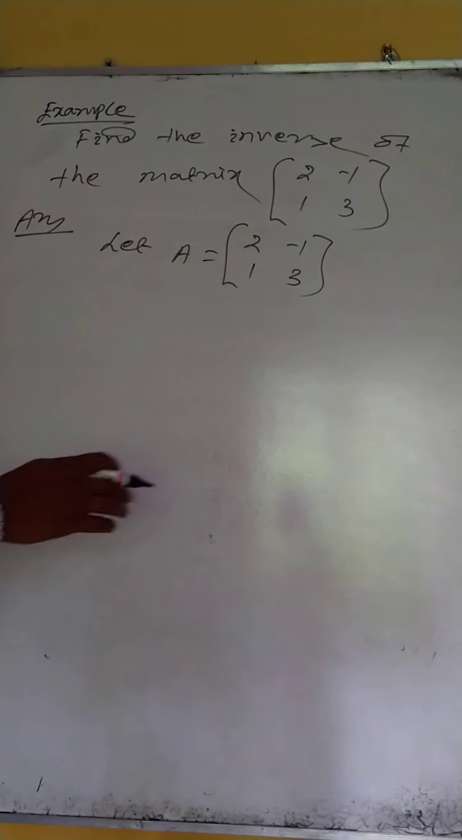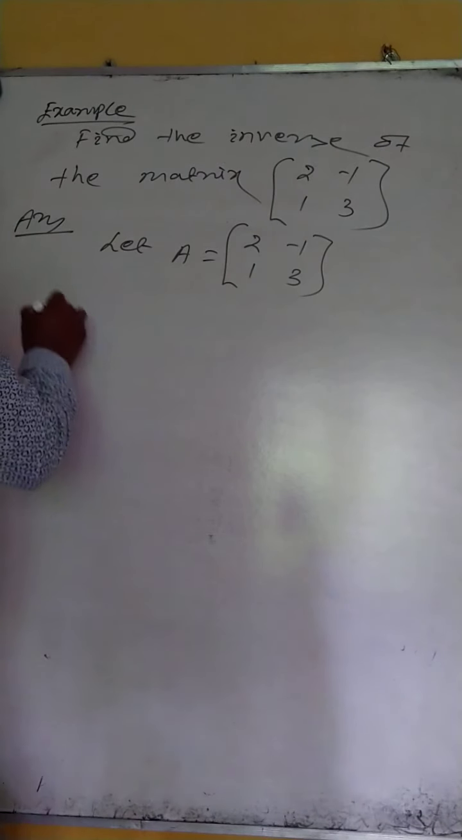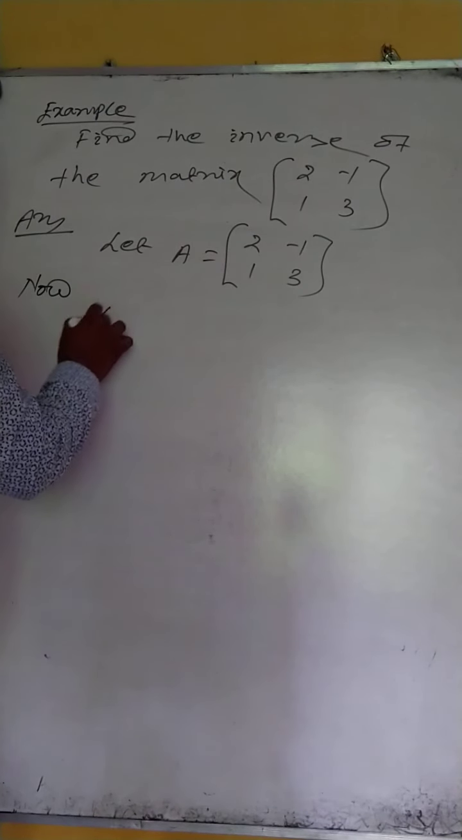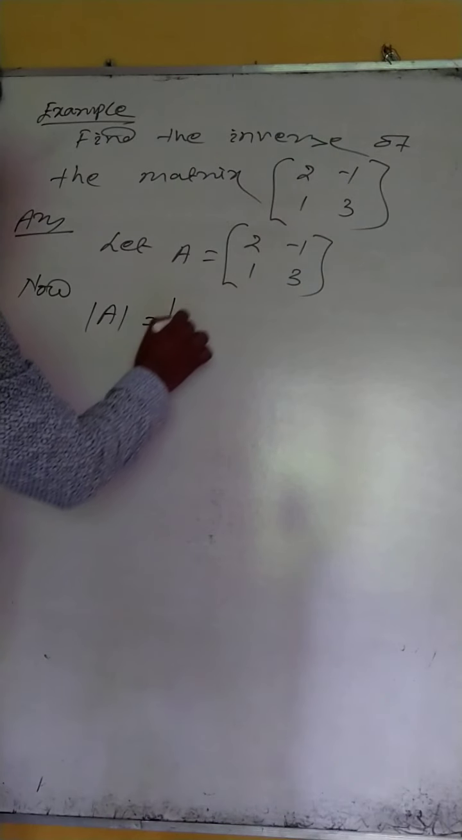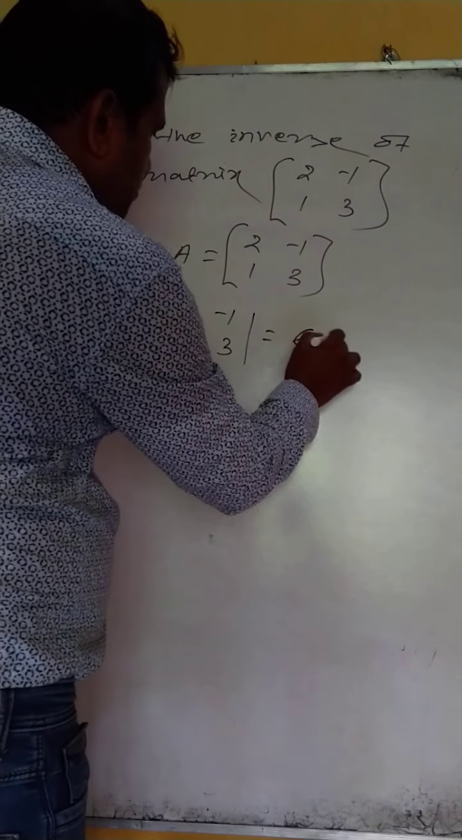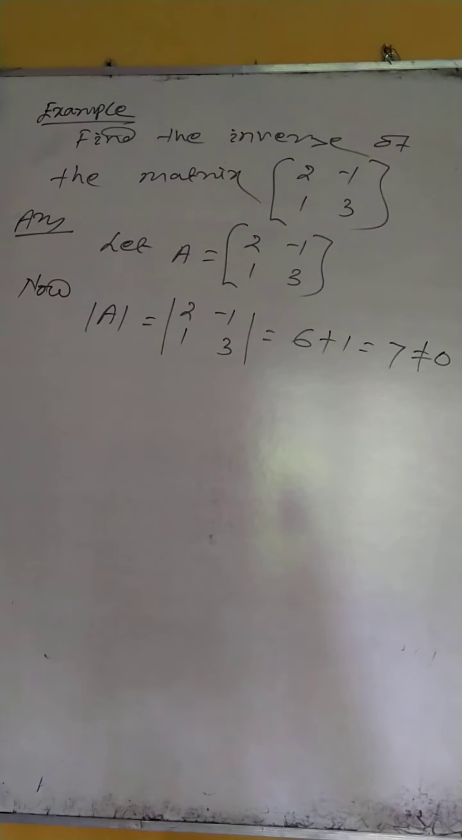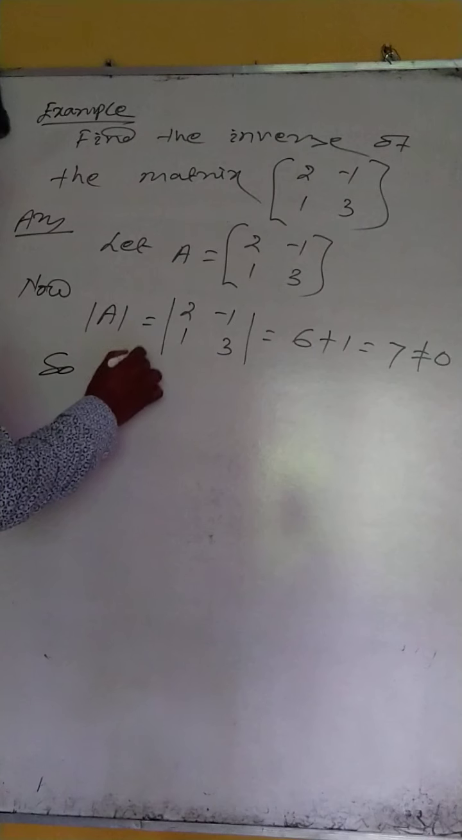Now we test whether it is singular or non-singular. Determinant A equals 2 minus 1, 1 3, which is 6 plus 1, equal to 7, not equal to 0. Since the value of the determinant is not equal to 0, it is a non-singular matrix and its inverse exists. So A inverse exists.